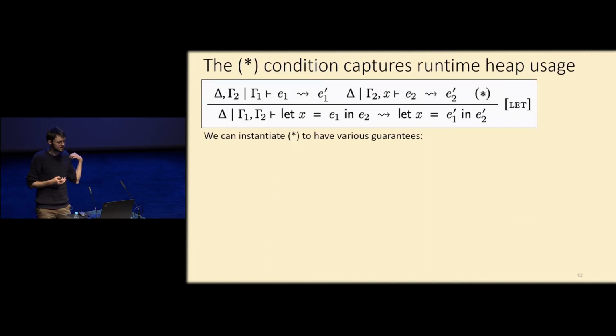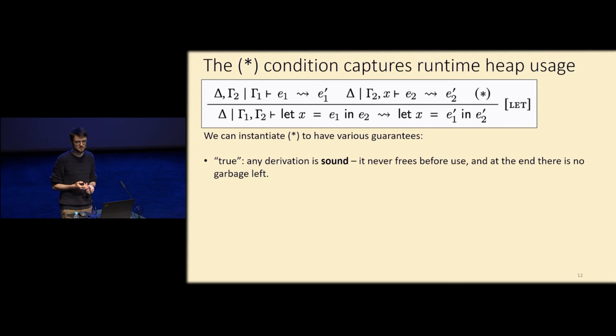And when we take a look at the let construction, here we can have the star condition to further reason about space usage. So in the let rule, normally in linear logic, what you would do is that you split the context in two parts, into gamma1, which is used to compile E1, the bound expression, and then gamma2 to compile E2.